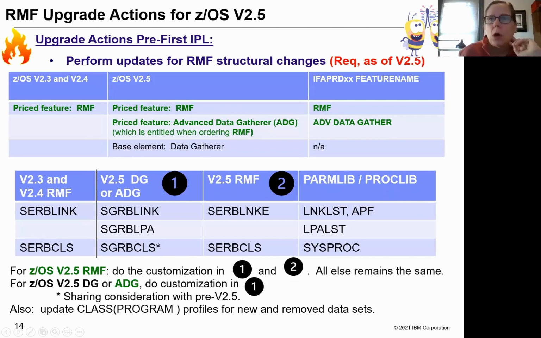So this is all of the RMF structural changes. Again, the functions are all identical, the same. You order it in ShopZ, all the same. It's just that you have to accommodate some PARMLIB and PROCLIB changes. So any questions at all about RMF? I tried to get everything onto one slide so you could see it in one shot. Okay, let's keep moving here.